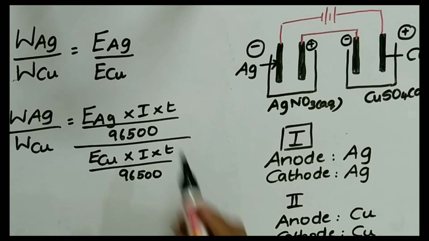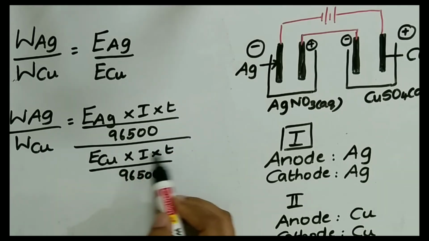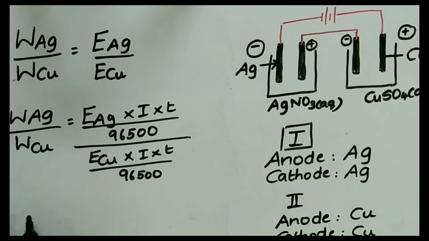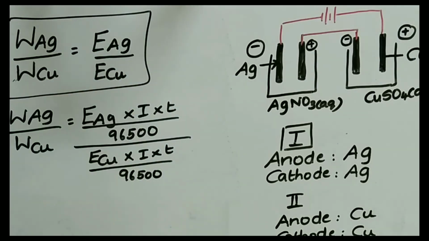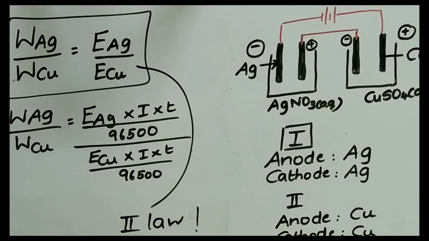So both will get cancelled, I, T and 96,500 will get cancelled. So finally you are getting this equation. What is this equation? It is Faraday's second law. Hence Faraday's second law is proved. Just for proving, we have taken one example and proved it. Hope it is clear to you.